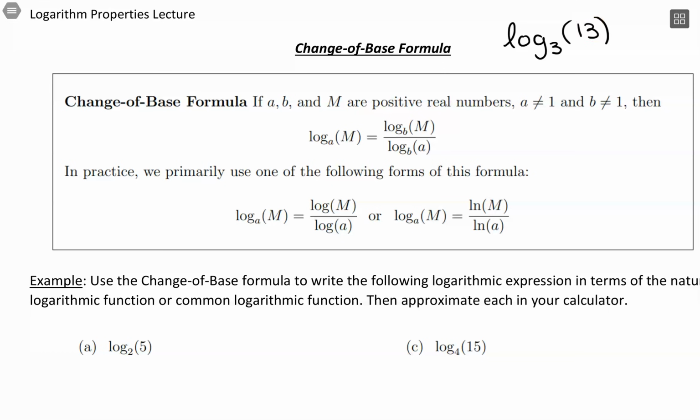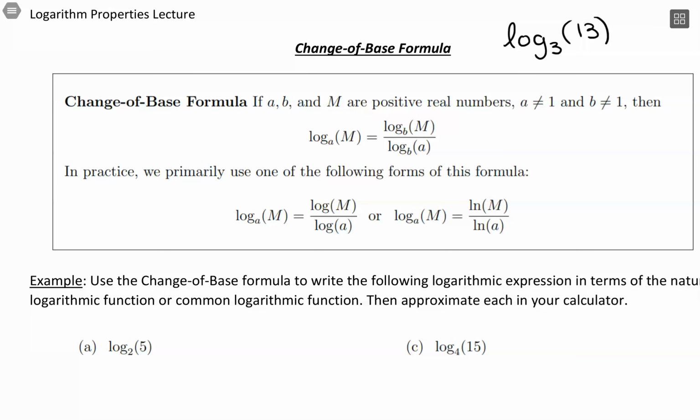Well, I have no idea. Without a calculator, I don't know what would go there. I do know that 3 squared is 9 and 3 cubed is 27. So I expect the value I get out will be between 2 and 3, but to get more specific than that, I can't do it.